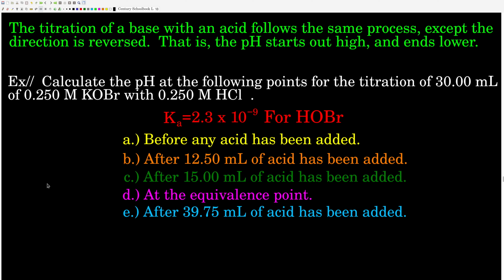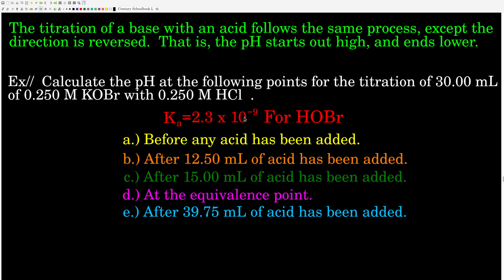What we're going to do here is the calculations for the pH for the titration of 30.00 milliliters of 0.250 molar potassium hypobromite with 0.250 molar hydrochloric acid. Now this here, guys, is the salt of the conjugate base of a weak acid. If you replace the potassium with the hydrogen, you have hypobromous acid, which is a weak acid. So this is the conjugate base. We don't care about the potassium. It's a spectator ion. Once this stuff gets dumped into water, it's just floating around. It's not doing anything. So what we have is a weak base, and so we're going to start out at a higher pH, and we're going to go down as we titrate.